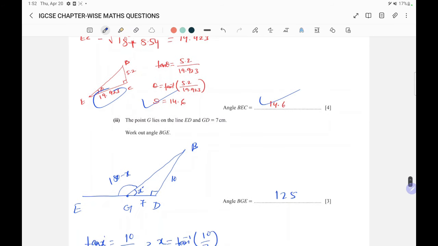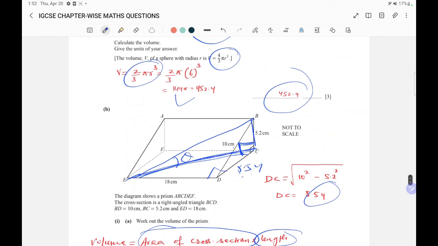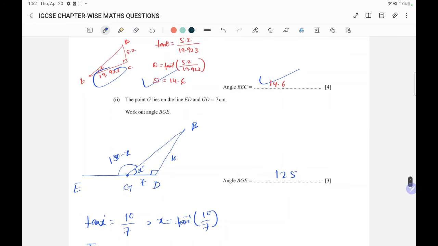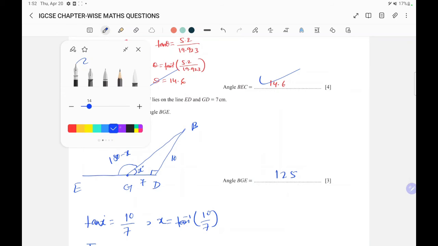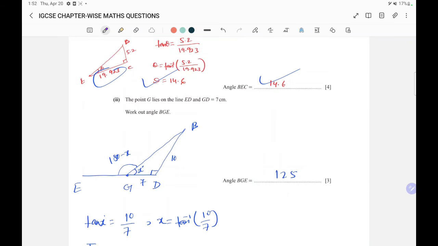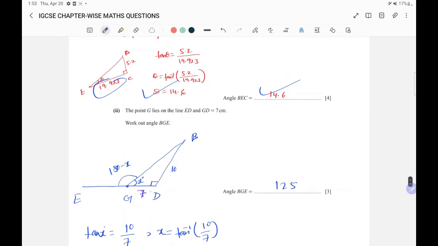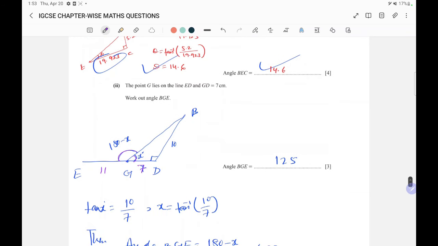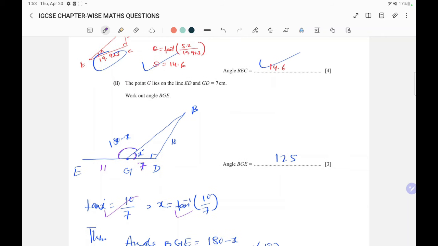Now point G lies on the line ED where GD is 7. So G will be here, GD is 7. So here it will be, I think 11, yeah. Here I have tried already to explain this. So this is 7 and this will be 11. And if this angle is x, this angle will be 180 minus x. Now tan x will be 10 over 7 and x will be tan inverse 10 over 7.